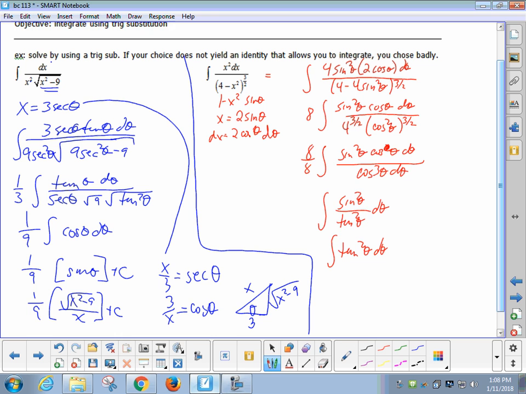Oh, I was thinking of my next step already, sorry. It should be cosine squared. I was thinking of what I was going to do next there. Now what? You separate it into 1 and secant squared. 1 minus secant squared, you just get theta. 1 minus secant squared or secant squared minus 1? Oh, secant squared.